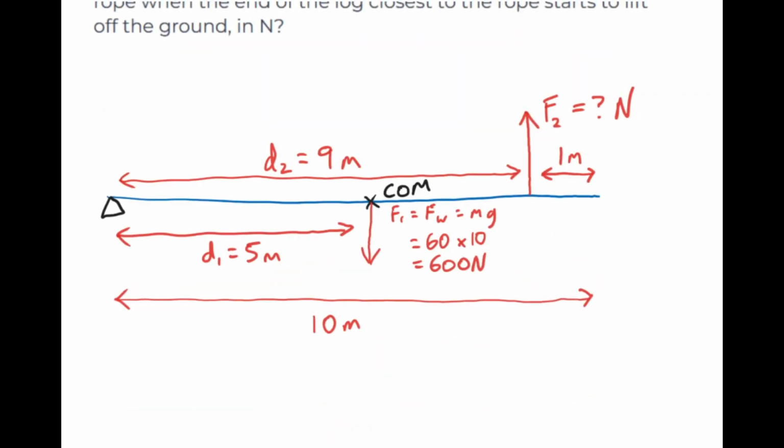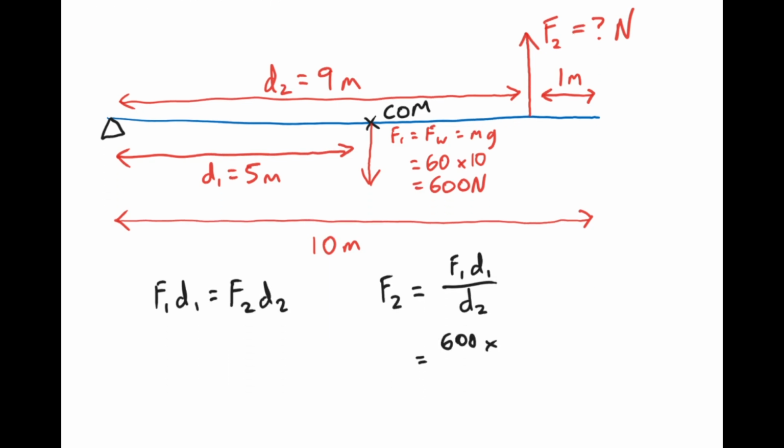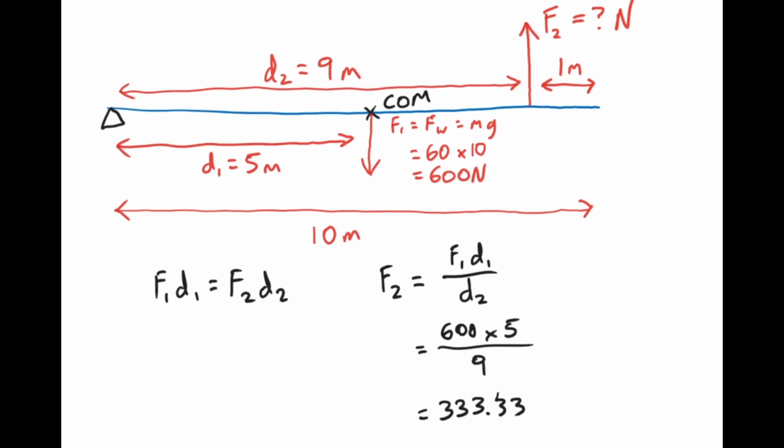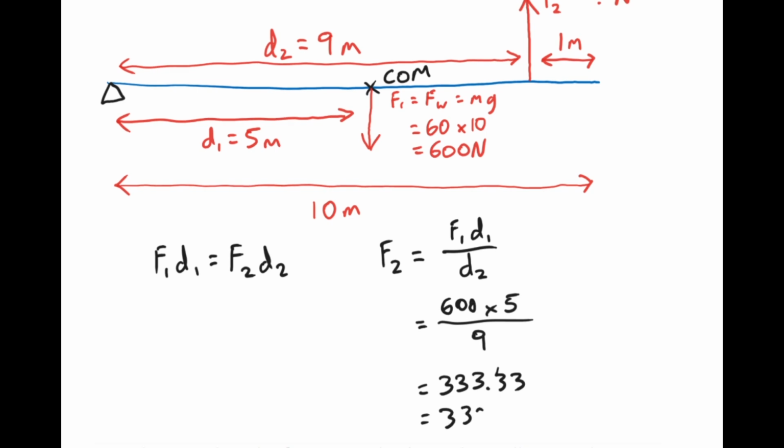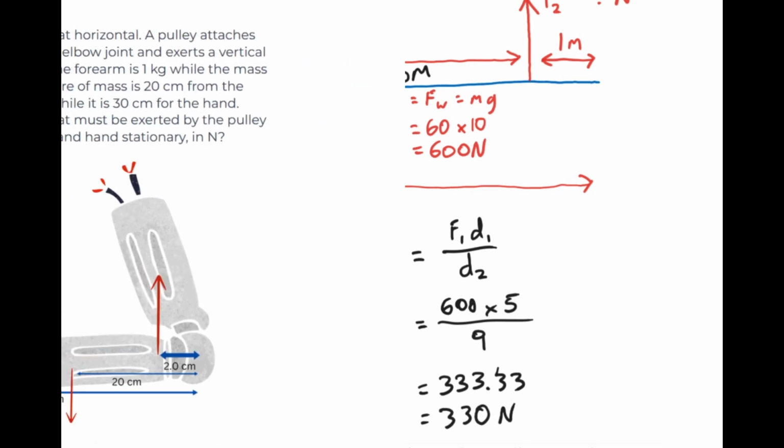We can use the torque equation, so F1 d1 is equal to F2 d2. We need to rearrange for F2, so F2 equals F1 d1 over d2. That will give us 600 times 5 over 9, which gives us 333.33. The answer can be rounded to two significant figures, and so our answer is 330 newtons.